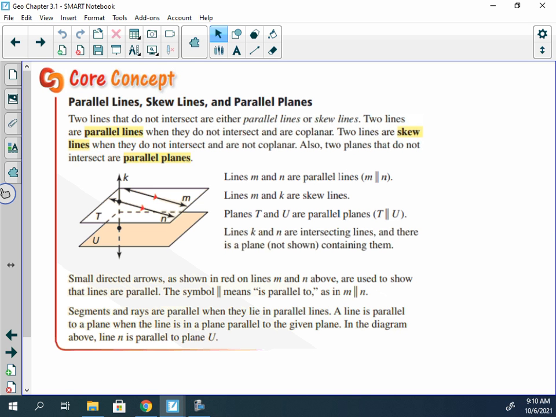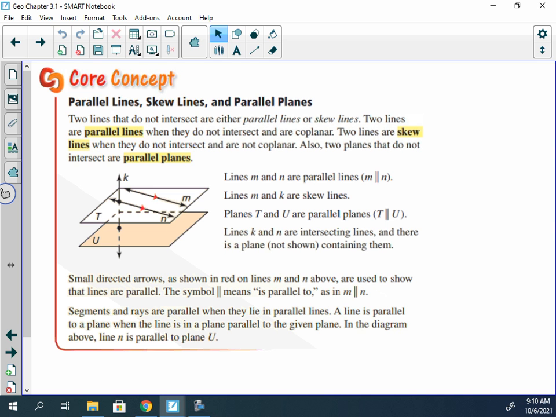Now, the first thing we're starting off with for this note sheet is this core concept, talking about parallel lines, skew lines, and parallel planes. Now, I had y'all go and find the definitions of these on Monday, when you did the vocab sheet. Well, we know parallel lines are two lines that what? Do not intersect. But we have to specifically state that they are also coplanar. They lie in the same plane.